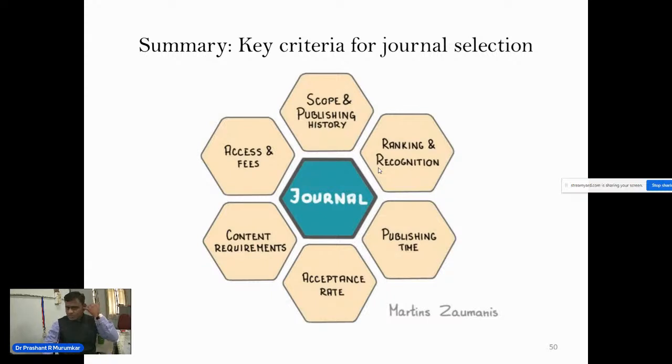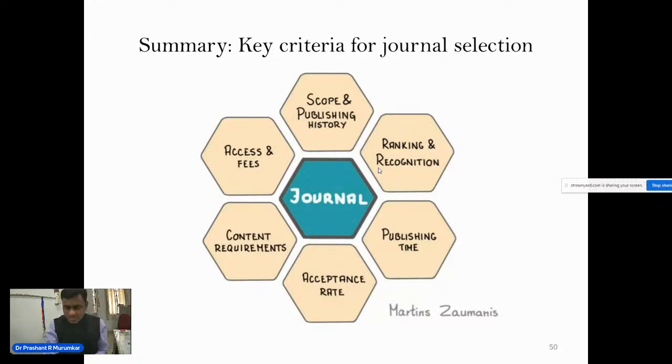So in summary, what is important? What are the different criteria for journal selection? You can consider the ranking as well as recognition. Then you can consider the publishing time. Then there is acceptance rate, content requirement, access and fees, and scope and publishing history.